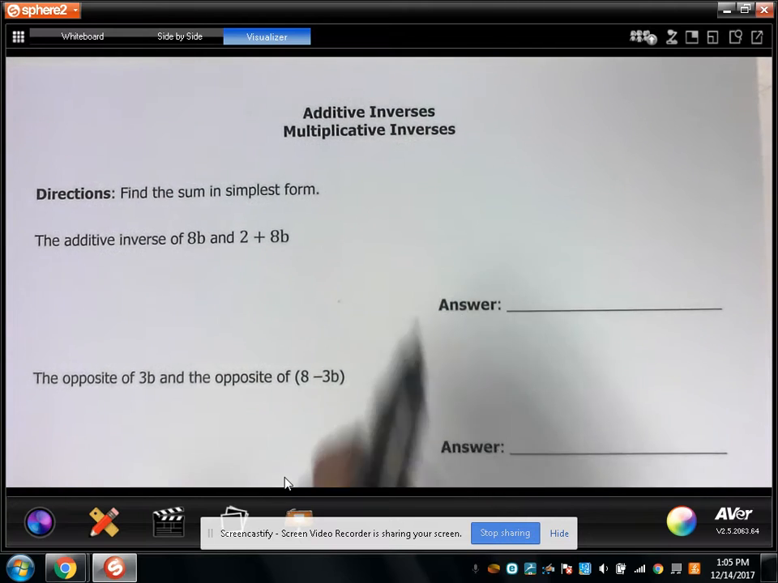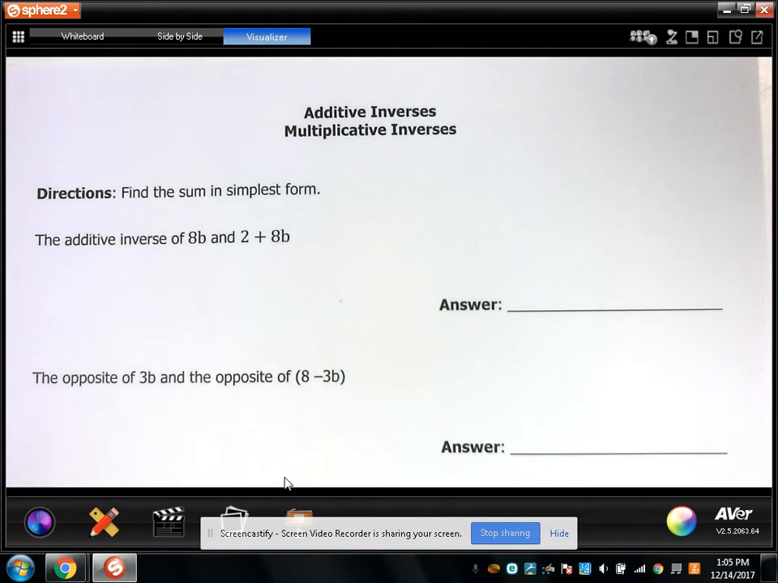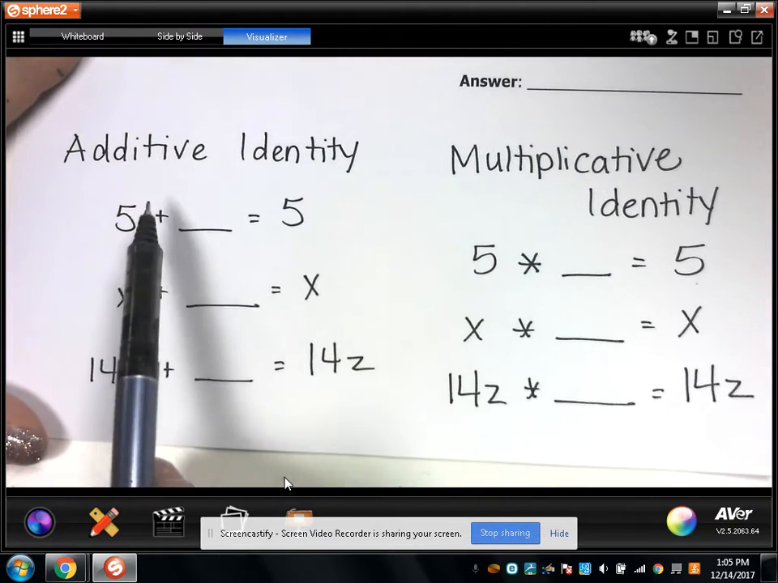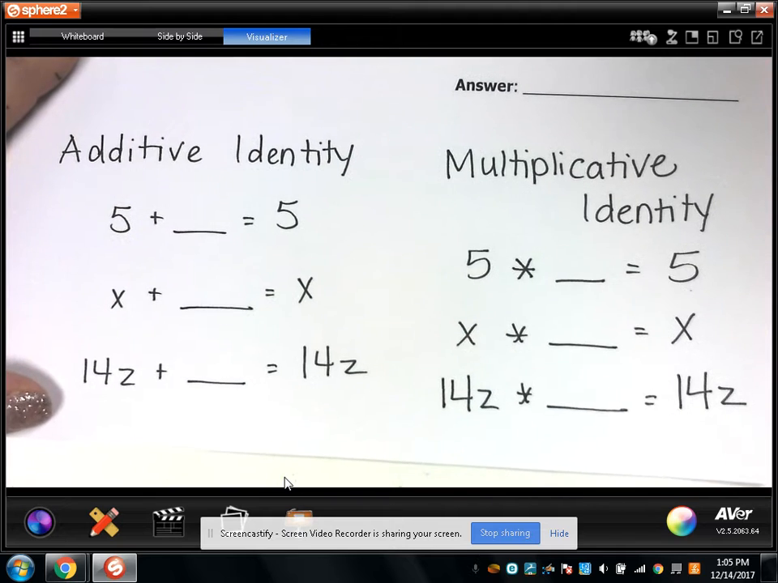All right, in this video, I'm going to talk about additive inverses and multiplicative inverses. But before I do, I have to take a second and talk to you guys about what the additive identity is and what the multiplicative identity is.